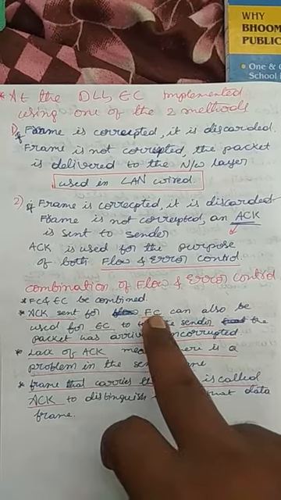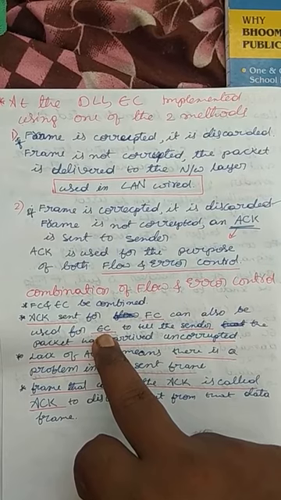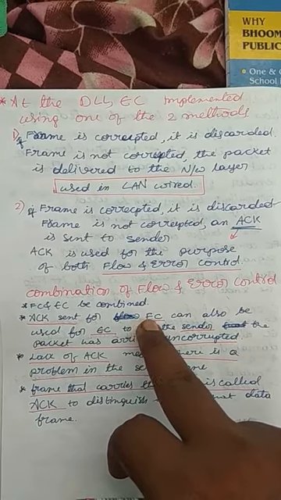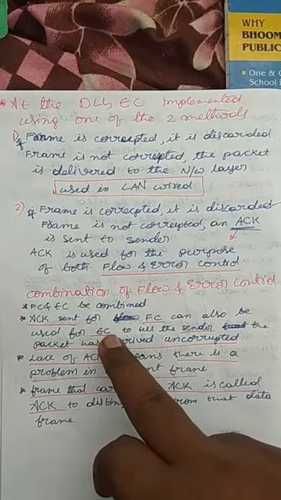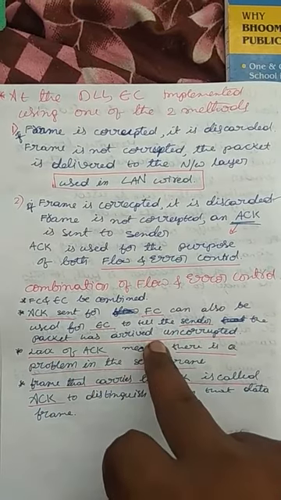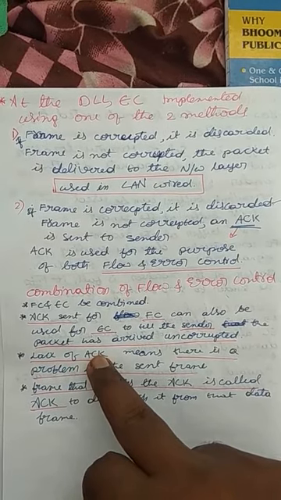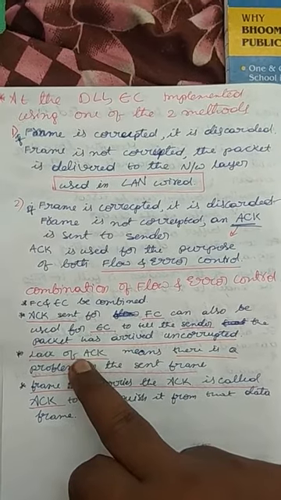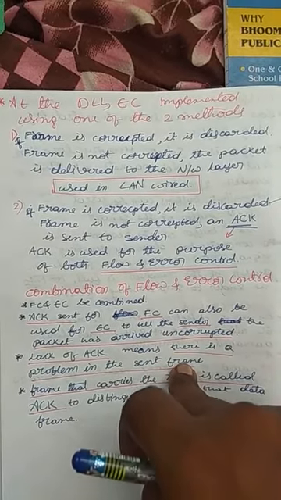Acknowledgement sent for the flow control can also be used for the error control, to tell the sender the packets have arrived uncorrupted. And lack of acknowledgement means there is a problem in the sent frame.